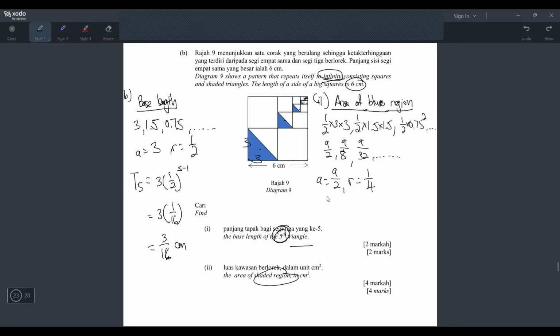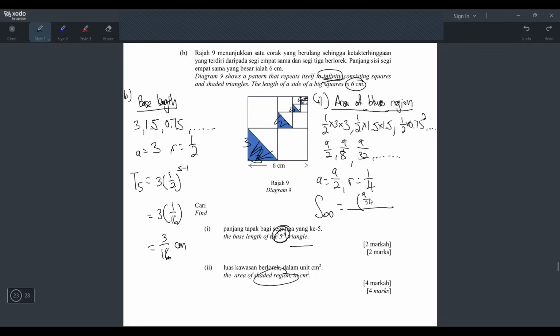Okay, now you can find the area of shaded region, the blue color one. You do S infinity. You understand, right? Why S infinity? Because you are finding this area plus this area plus this area plus. So you're finding the sum. But why infinity? Because the pattern, the blue color, this pattern keeps going until infinity. That's why. So the formula is A over 1 minus R.